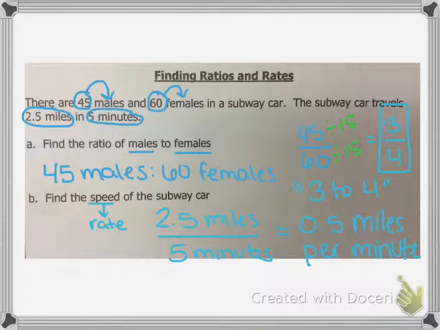Again, just to highlight the differences, for the rate problem, we are talking miles compared to minutes, but in the ratio problem, we're talking males to females. So yes, of course, one is boys, one is girls, but we're talking gender altogether. That counts as one label.